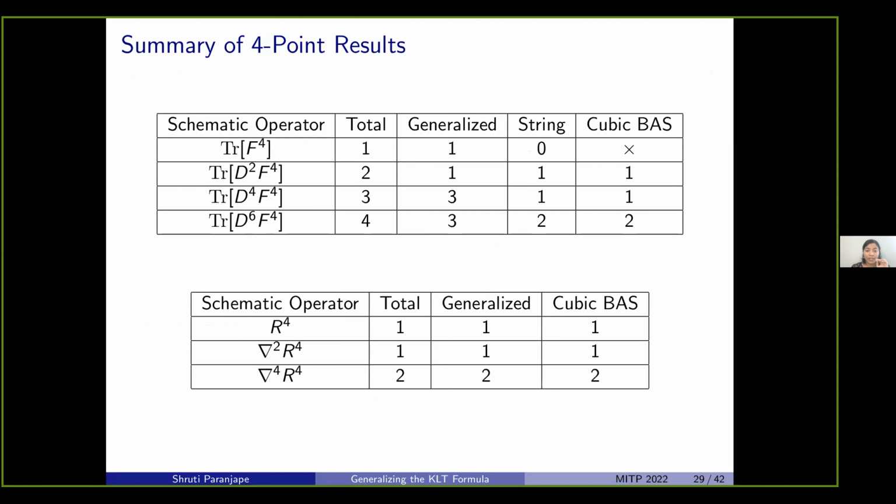Before that, this is just a summary of what I just said. This is the total number of operators you could possibly write down, the number of operators allowed, which are compatible by the generalized BCJ, the string BCJ, and the cubic Bi-adjoint scalar. And so this clearly shows you that there are more things you can double copy now that you have a generalized kernel. And again, as I said, once you do the double copy, you get the same operators. So let's see if that continues at 5 points.